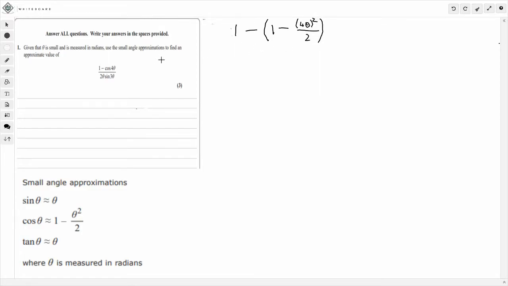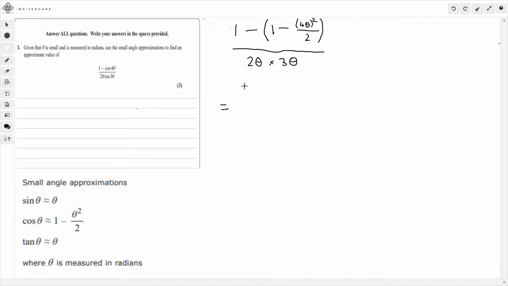And my denominator is going to be 2 theta sine 3 theta. So that'll just be 2 theta, that can't change, 2 theta times sine 3 theta. So sine 3 theta, that's just going to be 3 theta. Where there's a theta, it becomes 3 theta. So that's times 3 theta. So let's have a go at simplifying this, guys.